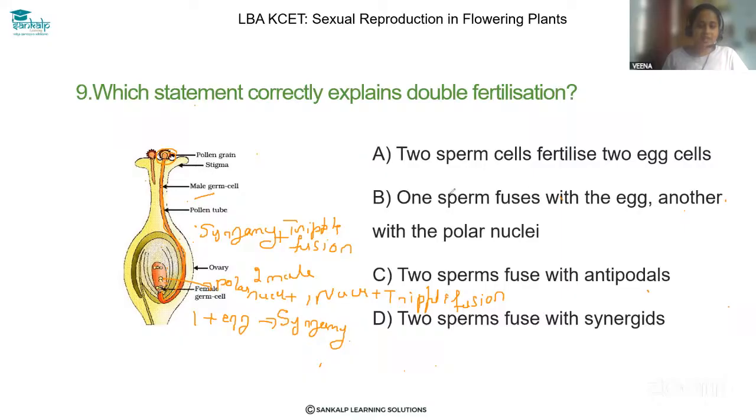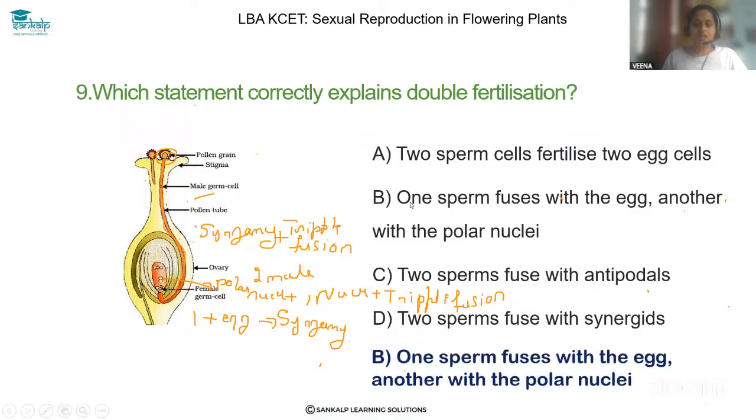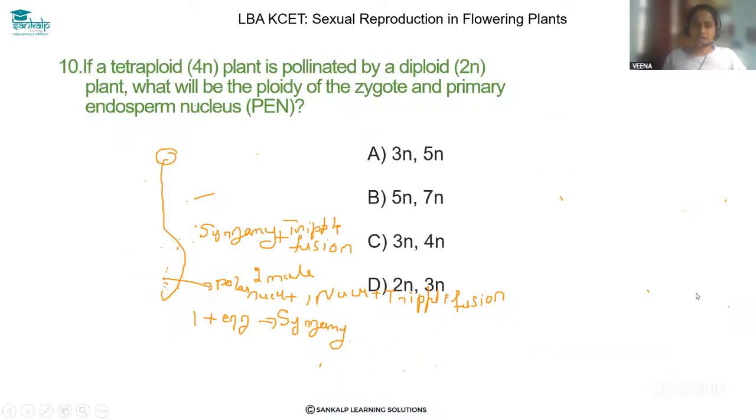So the correct final answer is one sperm fuses, that is, one male nucleus fuses with the egg and the other with the polar nuclei. So the final correct answer is option B. One sperm fuses with the egg, another with the polar nuclei.